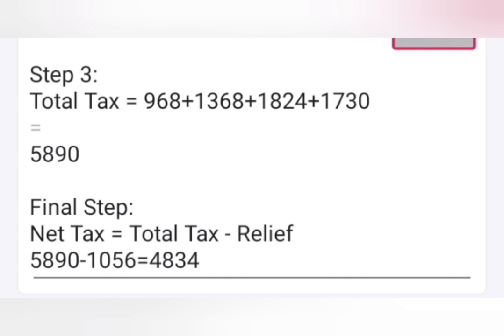However, remember that everybody is entitled to a relief. Some countries allow 1056, others 1162, depending on what is provided. So in our case, we are going to use 1056. So once we subtract, which is a relief from the government, we get that the net tax the person is going to have is 4834.